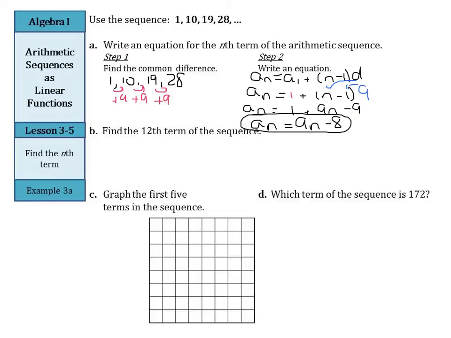And we're going to use this equation now to find the 12th term of the sequence. So a_n equals 9n minus 8. If we're going to find the 12th term of the sequence, we put that 12 in for n right there. So a_n equals 9 times 12 minus 8. 9 times 12 is 108 minus 8. So our 12th term is going to be 100.